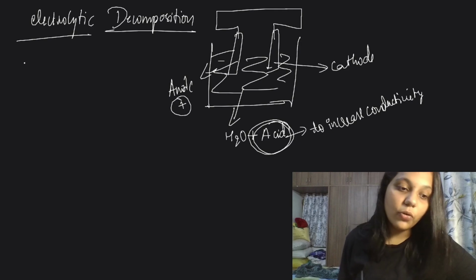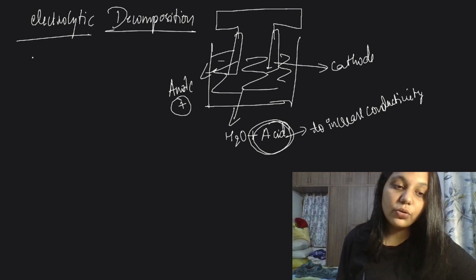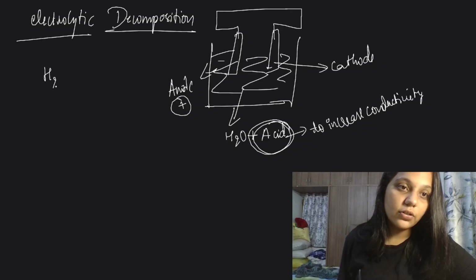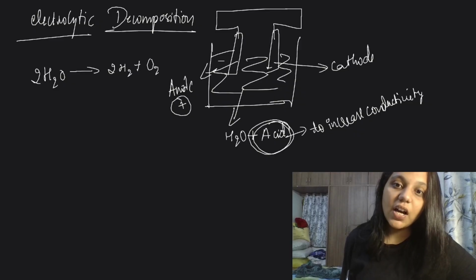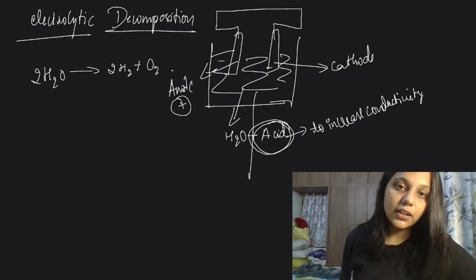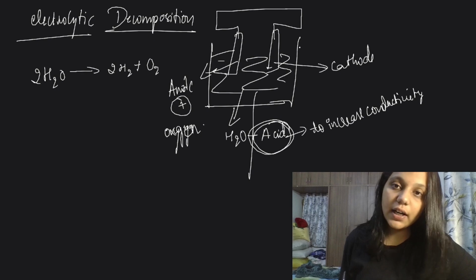What we want is for this H2O to break down into 2 moles of H2 plus O2. I want it to be separated. After the supply of electricity, with the help of this acid just to increase the conductivity, you can see that in the anode region oxygen gas is collected, and in the cathode hydrogen gas is collected.